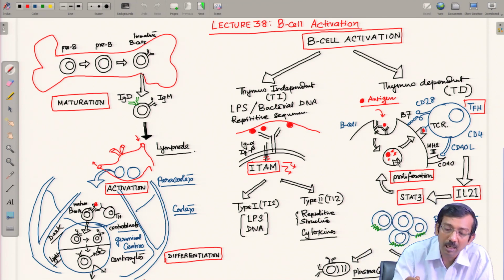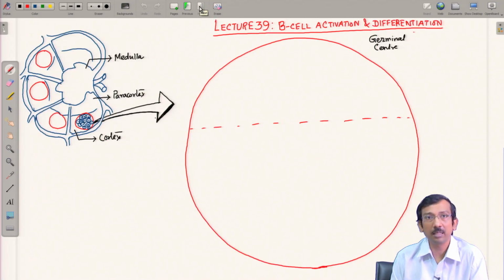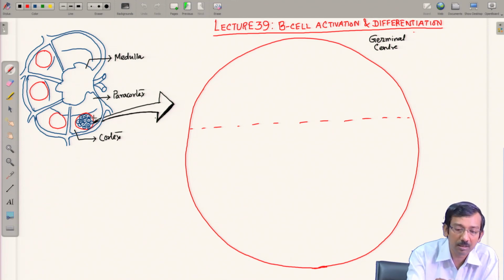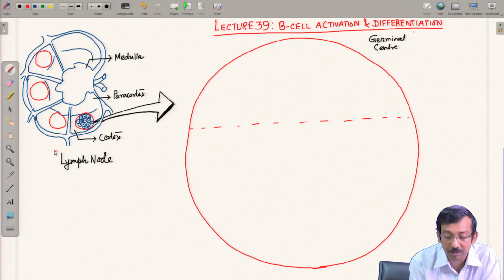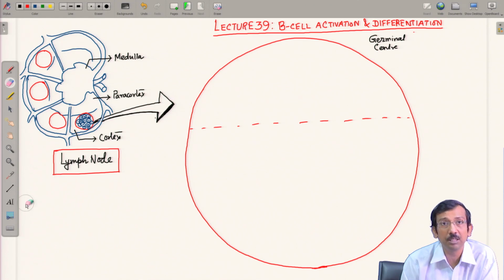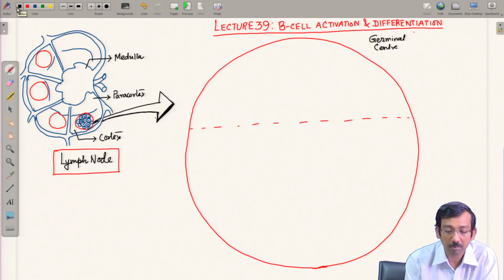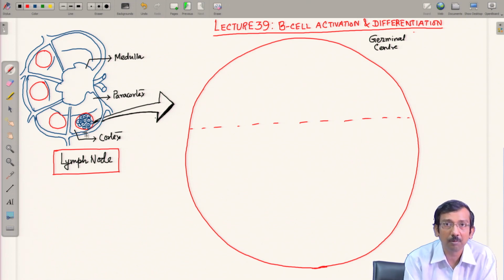Let us look quickly at the next part. This is the lymph node, as I told you previously as well. The lymph node has some specific regions: the medulla, the paracortex and the cortex. There are at least three specific regions in the lymph node, and within the cortex you have these follicular structures. These are the germinal centers.